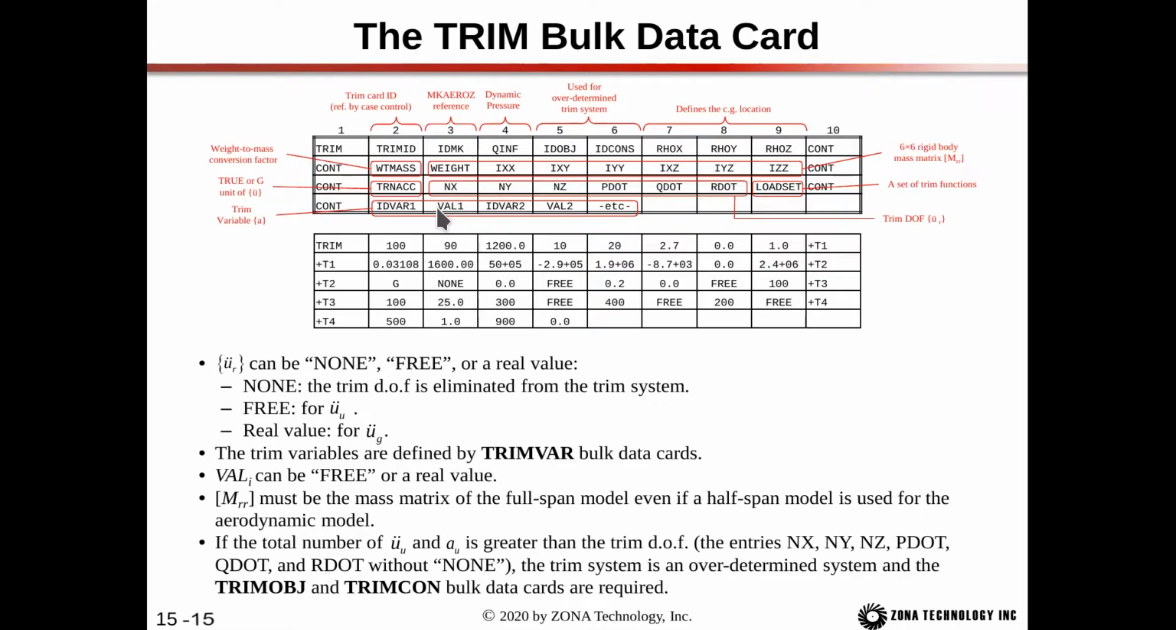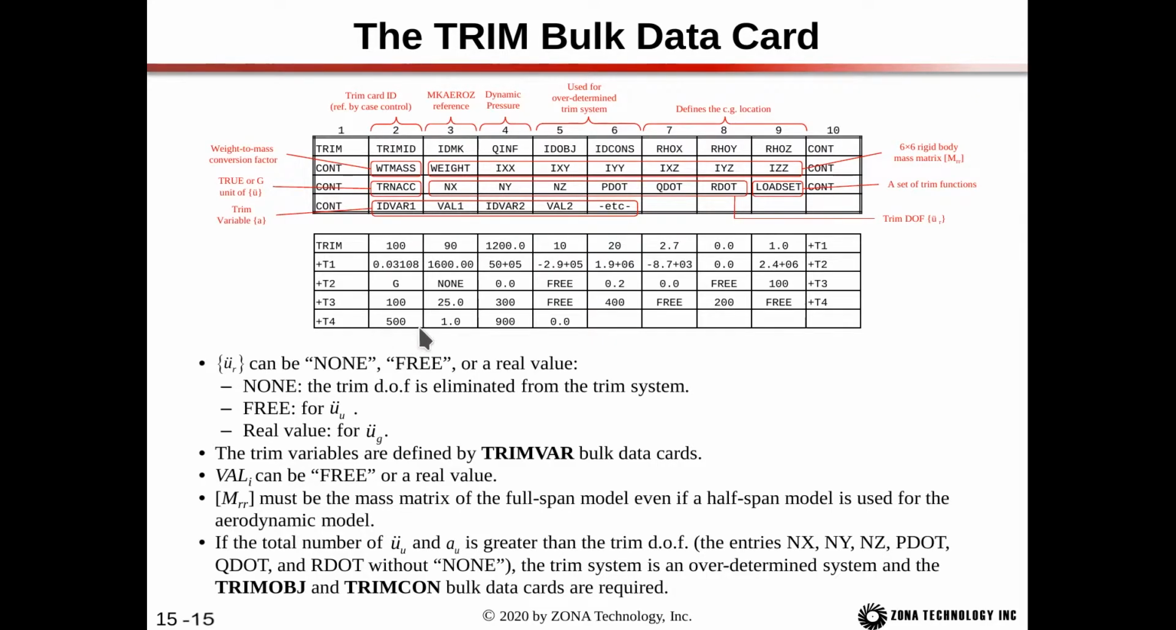However, if you are doing a trim analysis where you want to say I'm at a 1G cruise and I want to calculate what my alpha, my angle of attack is, and what my elevator are, then the ID var would refer to the trim var card that defines alpha, and the value would be free. Your second one would refer to the trim var card that defines your elevator, and then value would be free.